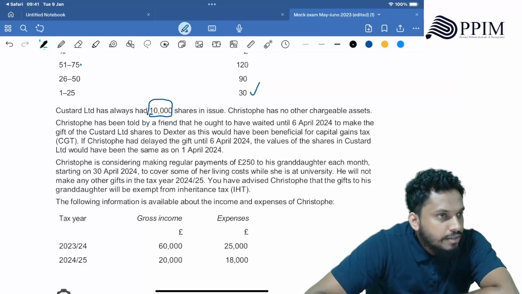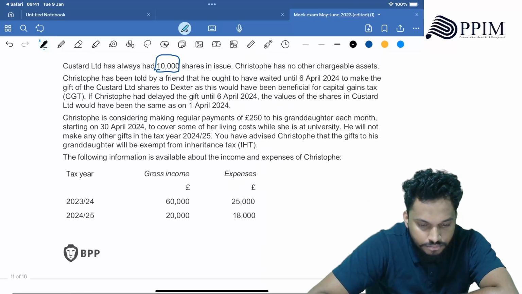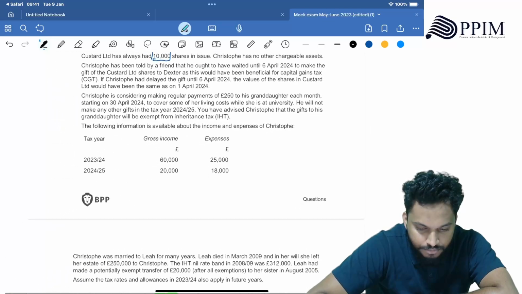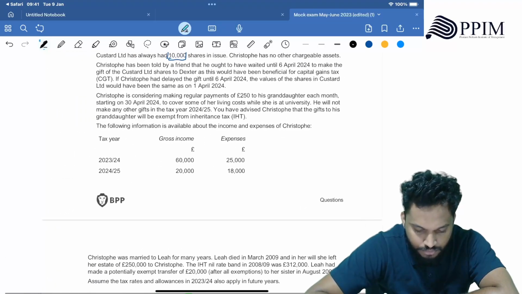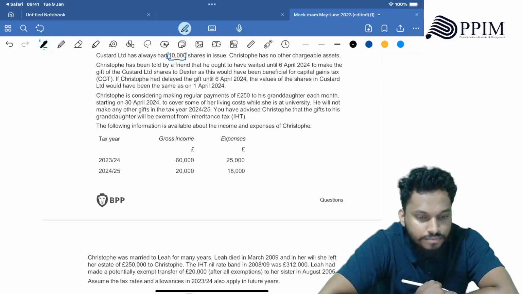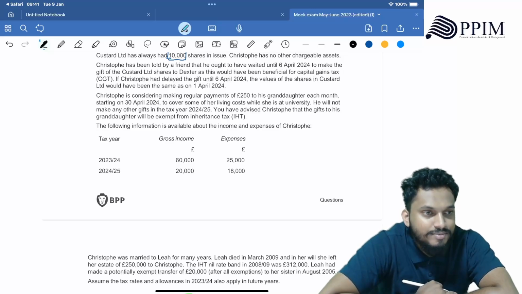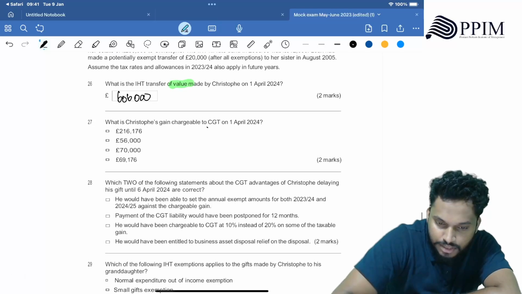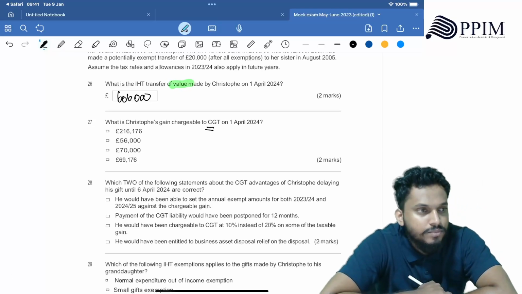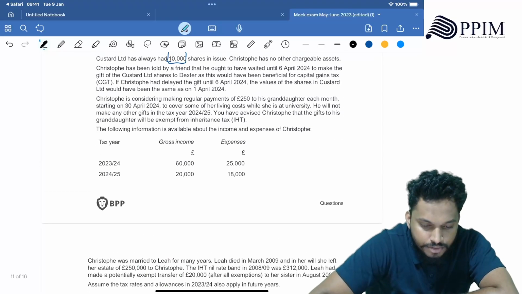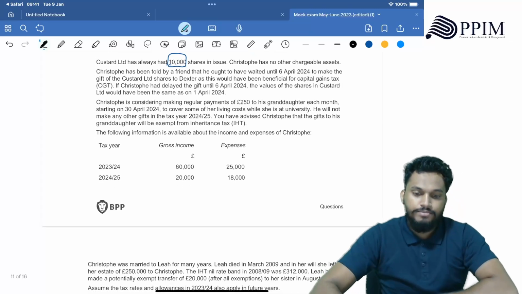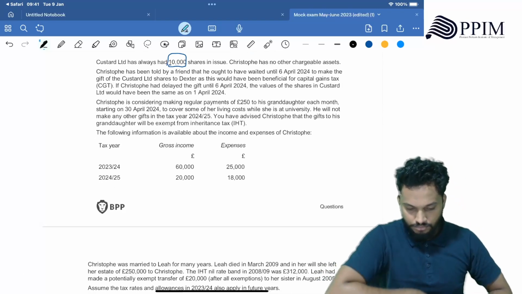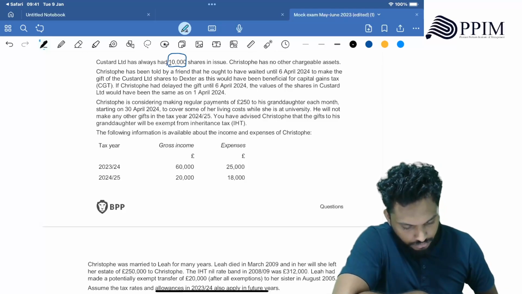Did you all do this part? Did you all try this part? Actually, the question had too many facts. Okay, fine. Can you all work out the chargeable gain for this quickly based on this information? Just try it yourself.